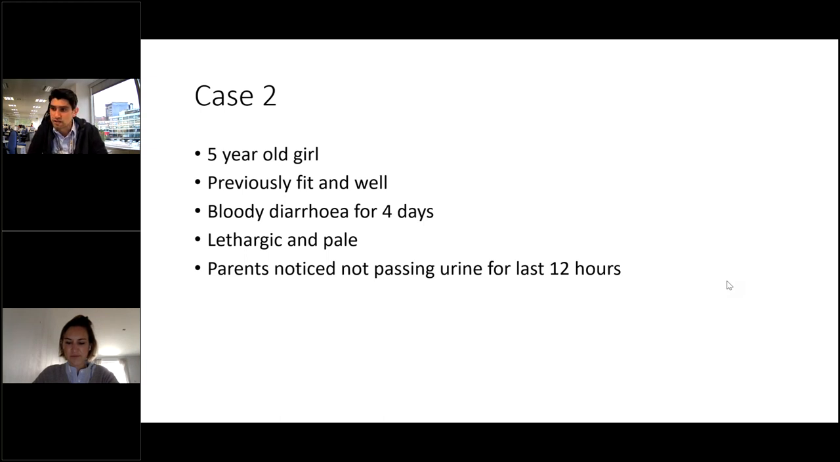So, a 5-year-old girl, previously fit and well, has developed bloody diarrhea for 4 days, has presented lethargic and pale, and has not passed urine for the last 12 hours. So I'll let that sink in. Everyone, please feel free to pipe in and tell me what you think is going on.